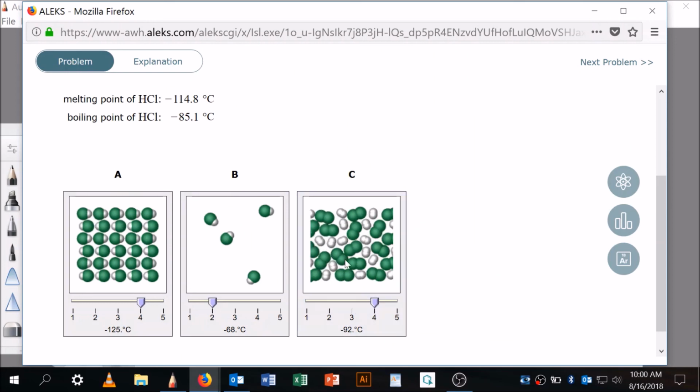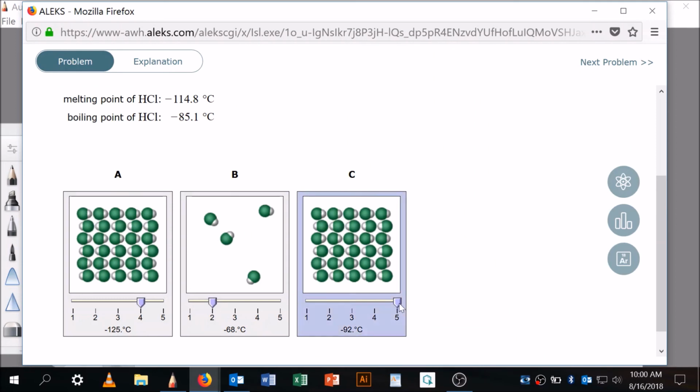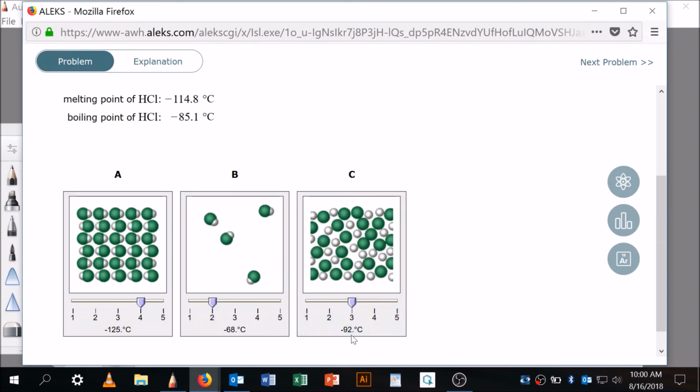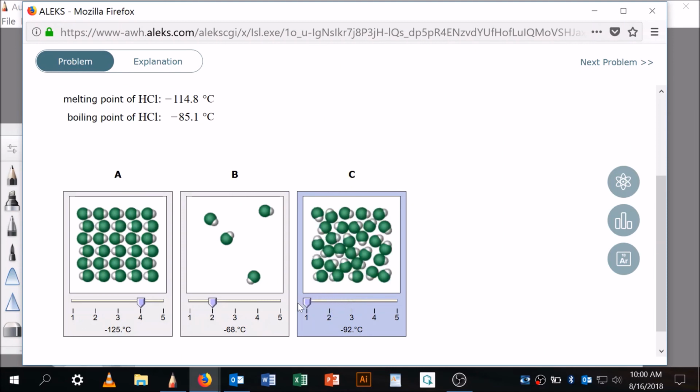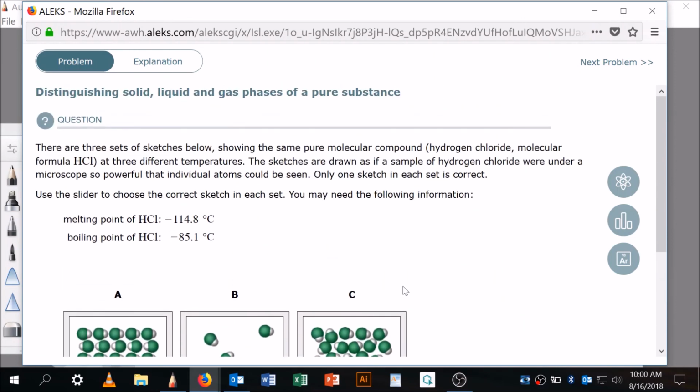What about this one? This looks like it's also a liquid because it's disordered, but it's not HCl, right? It looks like it's chlorine and hydrogen, H2 and Cl2. So this is not HCl liquid, and neither is this, right? What's this? Say it out loud. That's a solid. All right, so we're looking for a liquid because it's in the in-between temperatures. Looking for liquid HCl, and that's it right there. All right, so that's how to distinguish solids, liquids, and gases by looking at their pictures. Hope that's helpful.